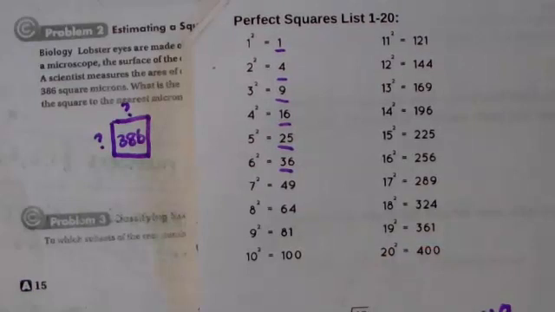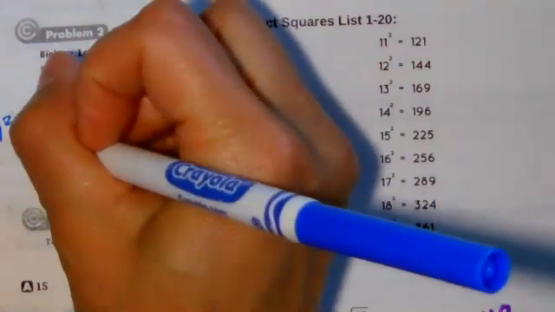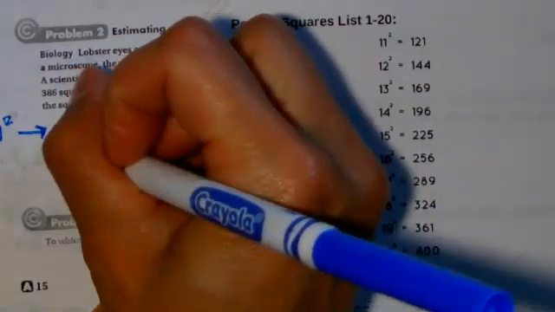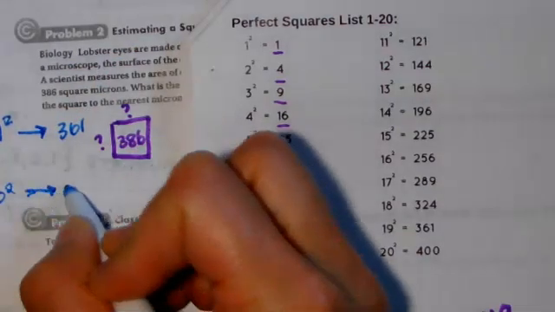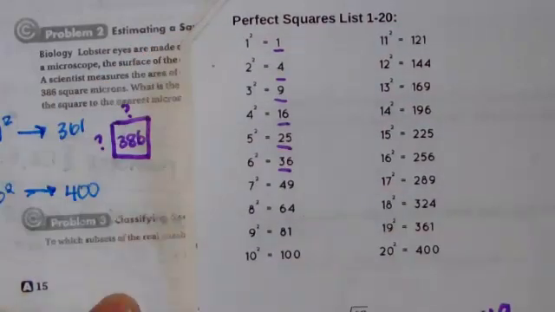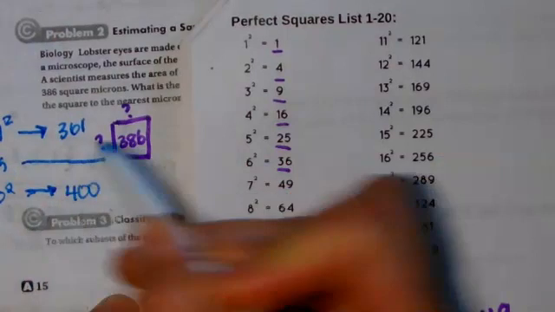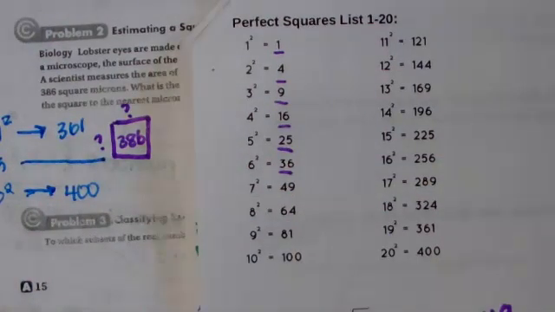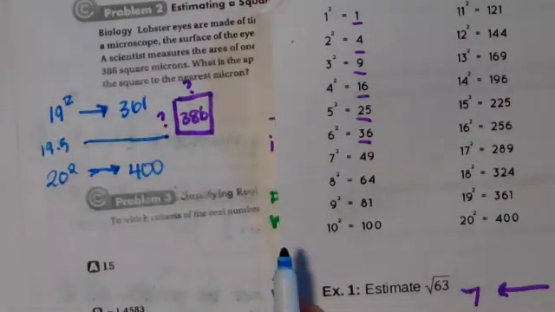So if we do this out, right? If 19 squared equals 361, and now I'm doing it on here, and 20 squared equals 400. Now, what is the direct middle of 19 and 20? 19.5, right? So 19.5 is going to be our middle line right here. So what you do is you go, okay, is 386 closer to 361 or is it closer to 400?